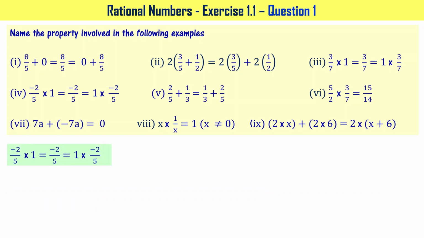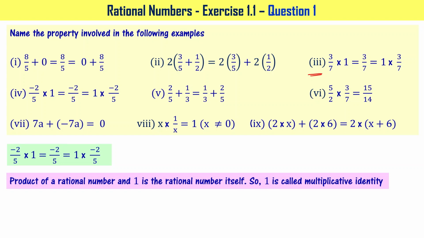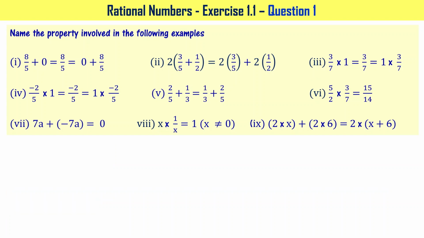Let's see the next example, that is minus 2 by 5 times 1 equal to minus 2 by 5. That is equal to 1 times minus 2 by 5. This is similar to what we have seen earlier, right? We know that the product of a rational number and 1 is the rational number itself. That is why 1 is called multiplicative identity of rational numbers, right? So the property involved here is multiplicative identity, right? Now let's go to the next example.